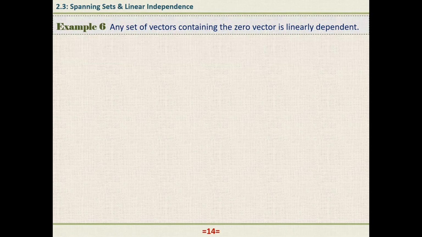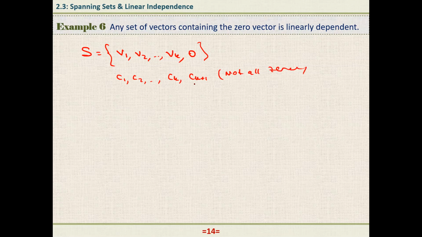Why is it so? If we have a set of vectors, let's say v1, v2, dot, let's say vk, and also it contains one 0 vector. So the question is, can I just find c1 and c2, and here we have ck, one more ck plus 1, not all zeros, right? At least one of these is not equal to 0, right? From the definition. So that the linear combination of these vectors is equal to 0.